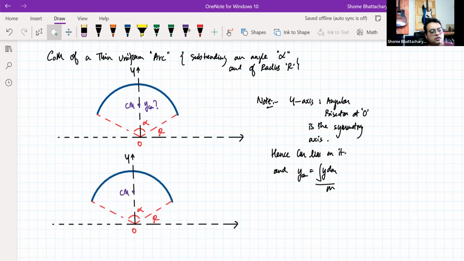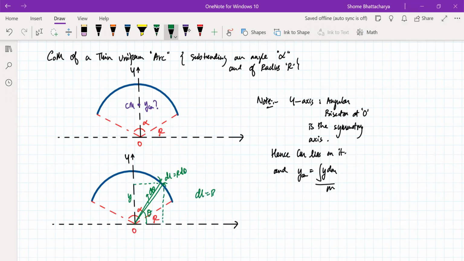So if I do that, what is going to happen is that I'm slicing a thin arc at some theta like this, and that's subtending d theta at the center. So this y coordinate of the particle is again the same. It's r sine theta only. So I'm taking dl equal to r d theta.